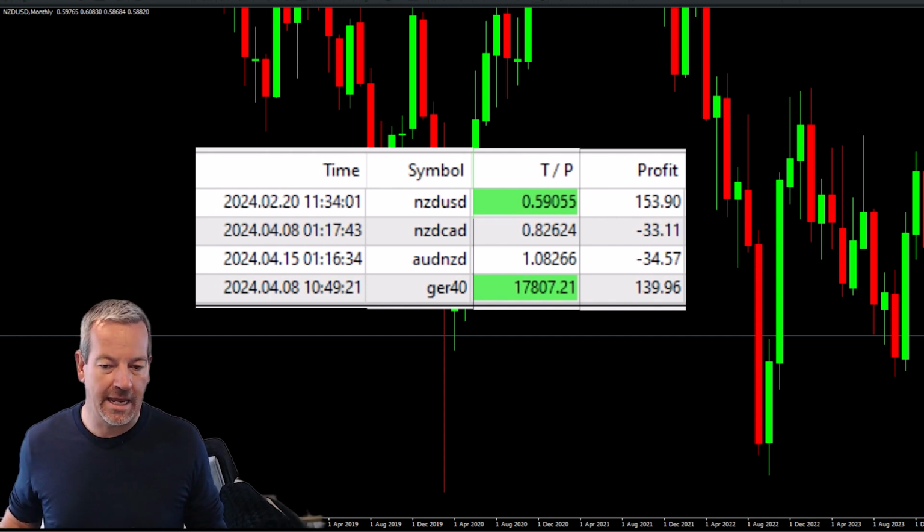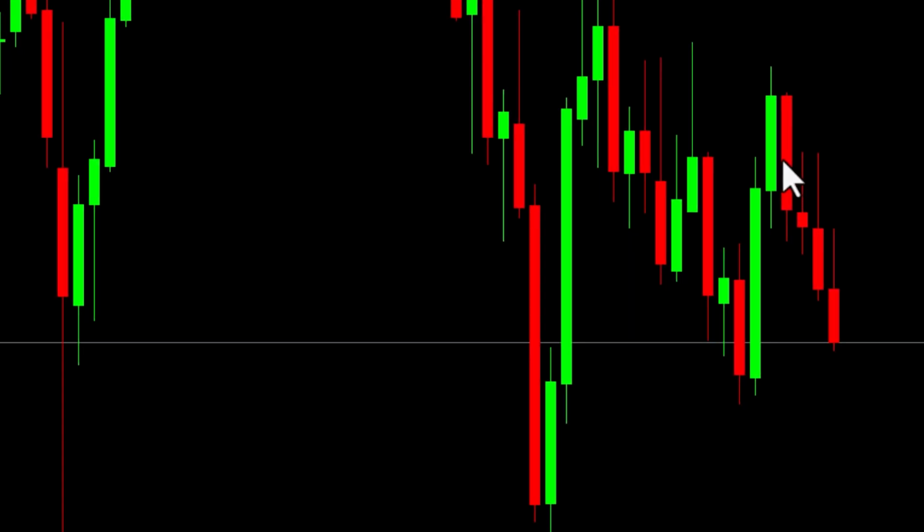The first one here is a monthly chart trade that's just hit the profit target this week. This is the New Zealand dollar US dollar weekly chart. So going back here, this is the monthly chart. So this is the candle here that closed in February for the January candle. So that's January of 2024. And we decided to take the trade heading into the 1st of February when the January candle closed.